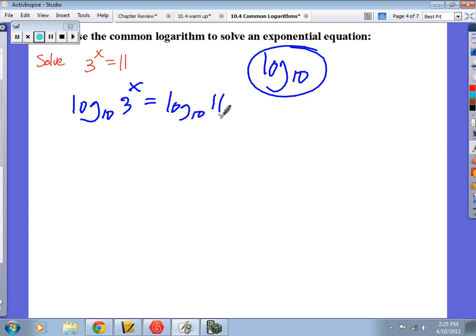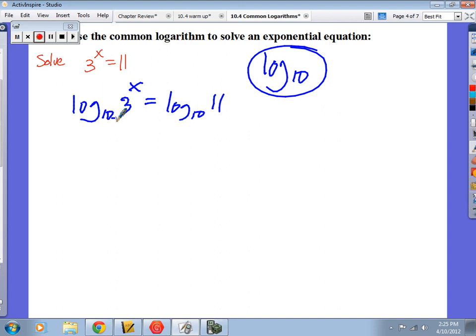Oh yeah. Is that a legal move? Yes. Marcos, why is that okay? Anytime you got one log on the left and one log on the right, they just undo themselves, right?